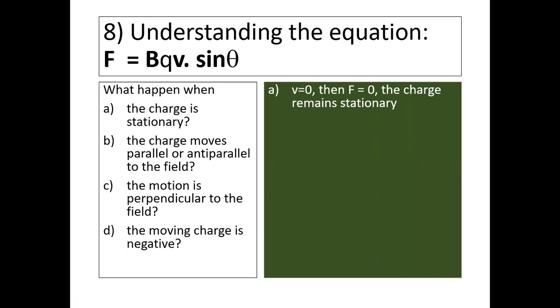Charge moving parallel or anti-parallel to the field. That means at 0 degrees or 180 degrees. What happened to the force? Theta is 0 or 180. This is F is 0. That means force is 0. If the angle is 0, then it moves parallel. It continues to move with uniform velocity. It doesn't change direction.